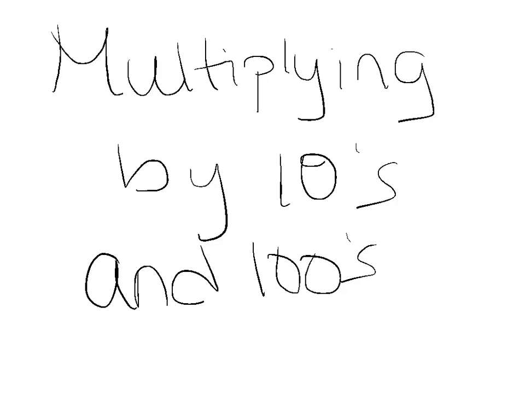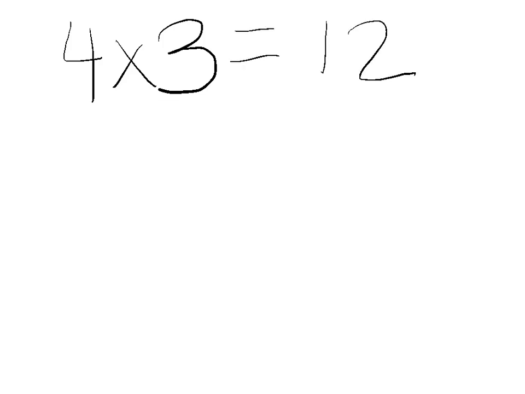Today we're going to look at multiplying by tens and hundreds. To start, we're going to write down the basic multiplication: 4 times 3. Okay, so we know that 4 times 3 is equal to what? 12. So now if we do 4 times 30, go ahead and write 4 times 30.